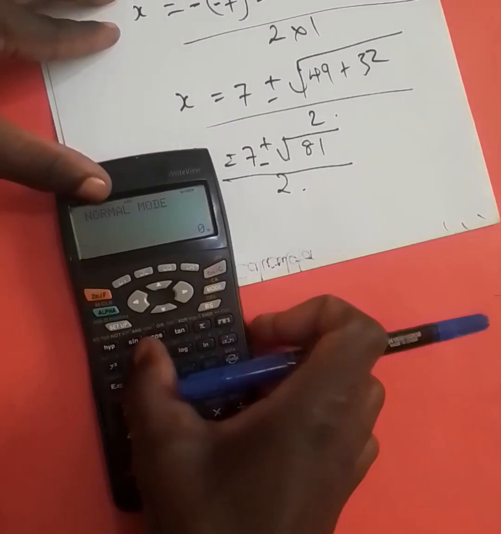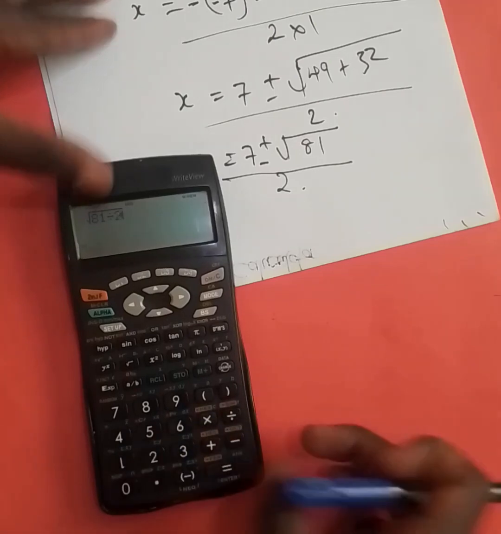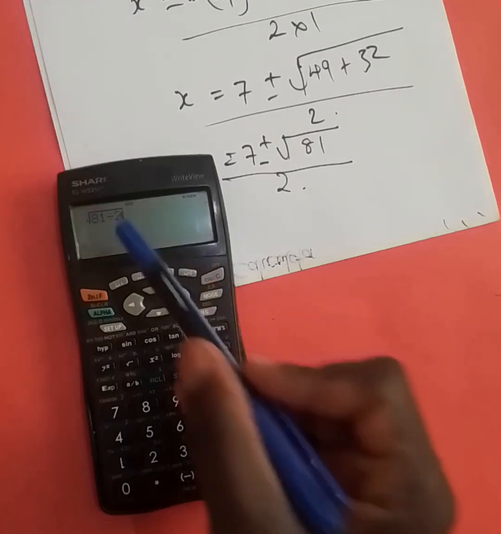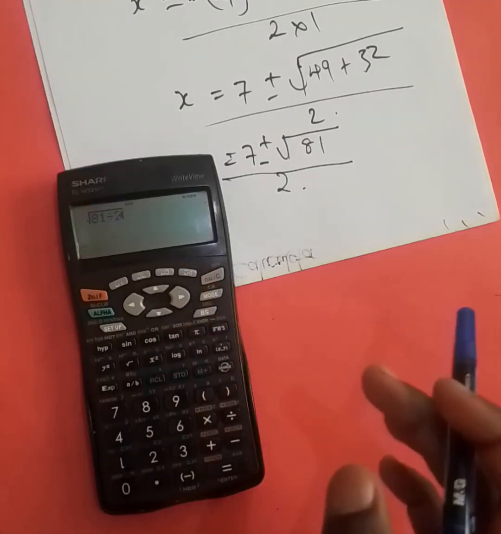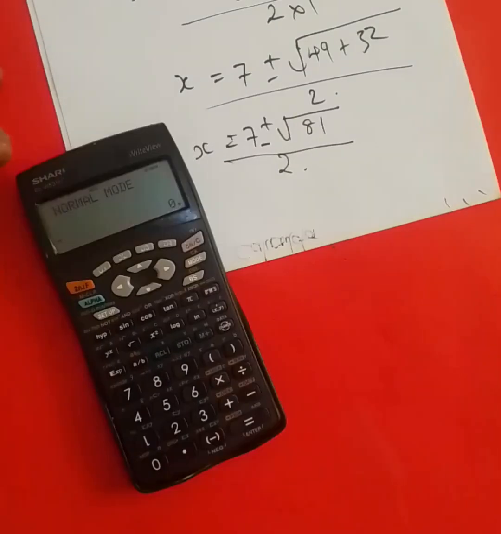If you say root 81 divided by 2, the calculator will be calculating 81 divided by 2, which is 40.5. The calculator will be calculating the root of 40.5, so that would be absolutely wrong. Let me show you the correct thing to do now.